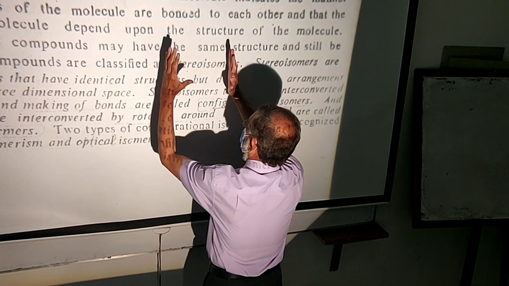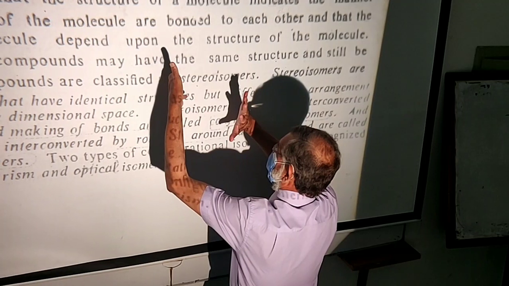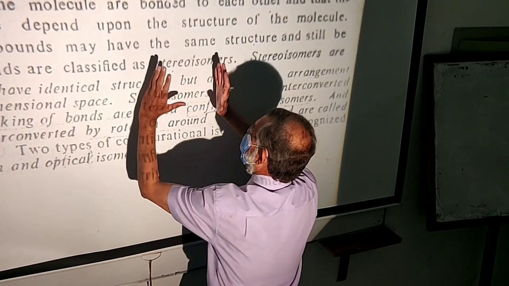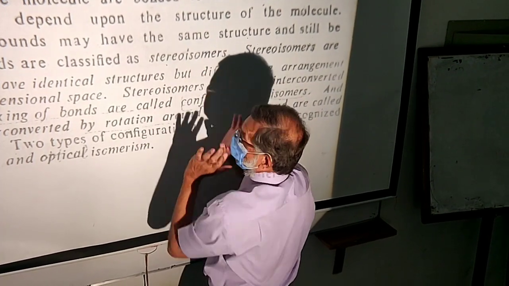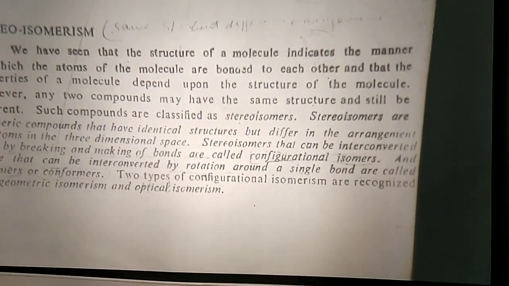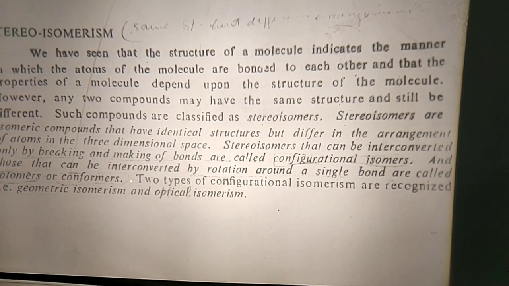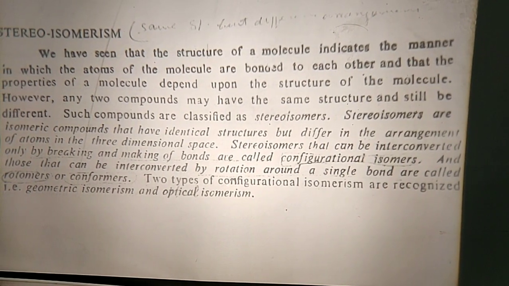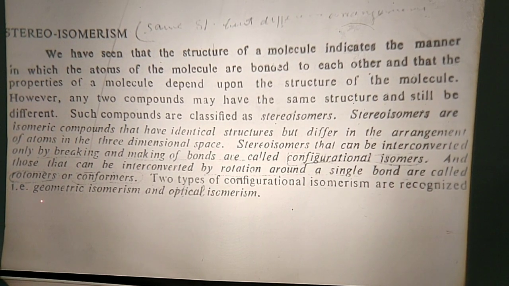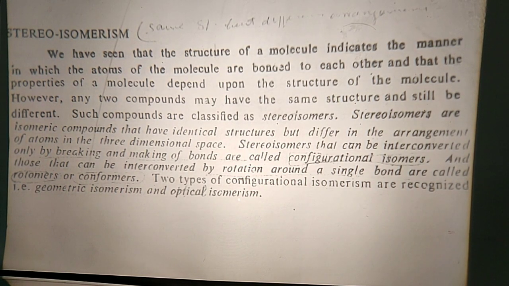And this is one isomer, this is another isomer, and keep on changing and isomers are formed. This is due to rotation around a single bond. These kinds of isomers are referred to as rotomers or conformers. Two types of configurational isomerism are recognized, that is geometric isomerism and optical isomers.